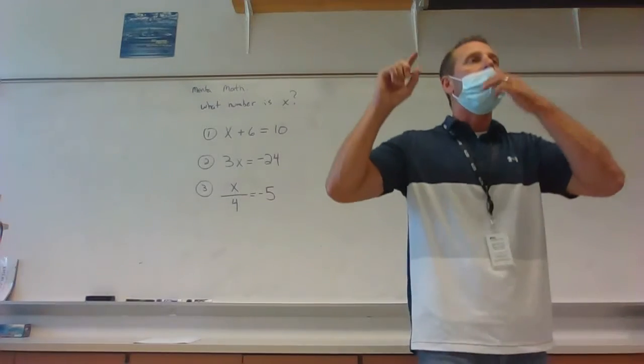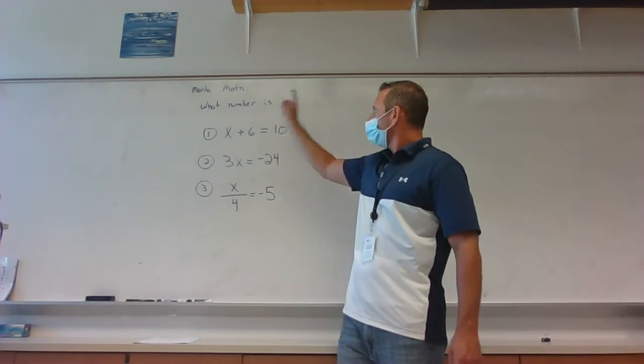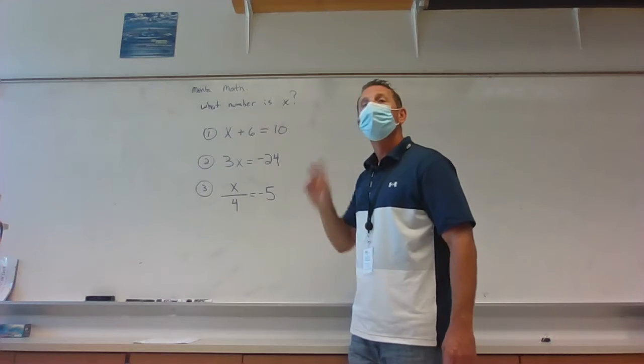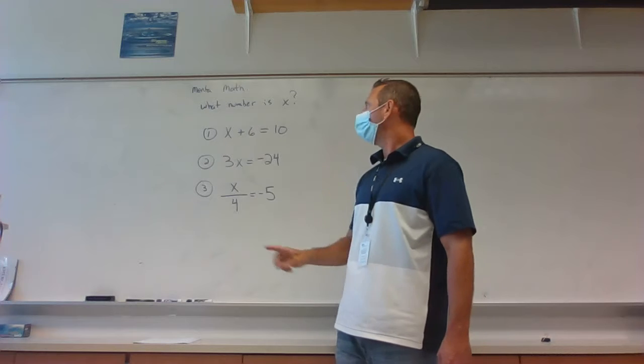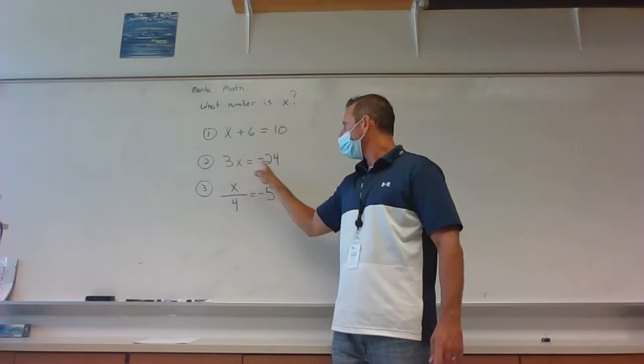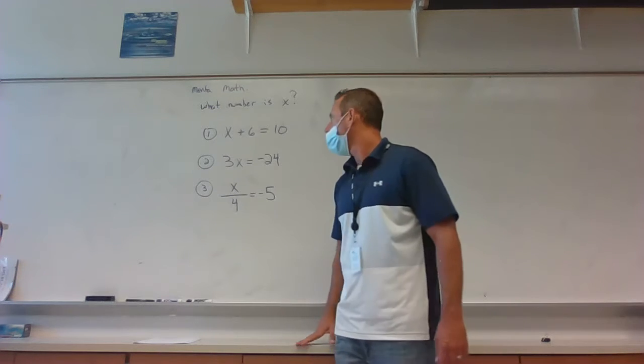All right. So in your head, did you guys think through it already? Okay. What number would X be to make this statement true, Hannah? X is 4. 4 plus 6 is 10. 3 times what is negative 24? Haley.